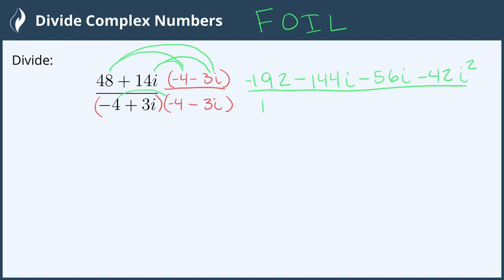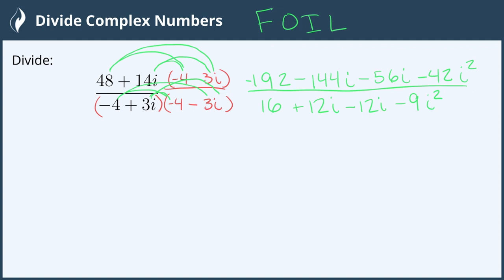A negative times a negative is positive 16. The outside, -4 times -3, gives us a positive 12, and we still have the I. The inside is a positive 3 times a -4, which is a minus 12i. And the last will be a positive times a negative. 3 times 3 is 9, and also I squared, since we have I times I.